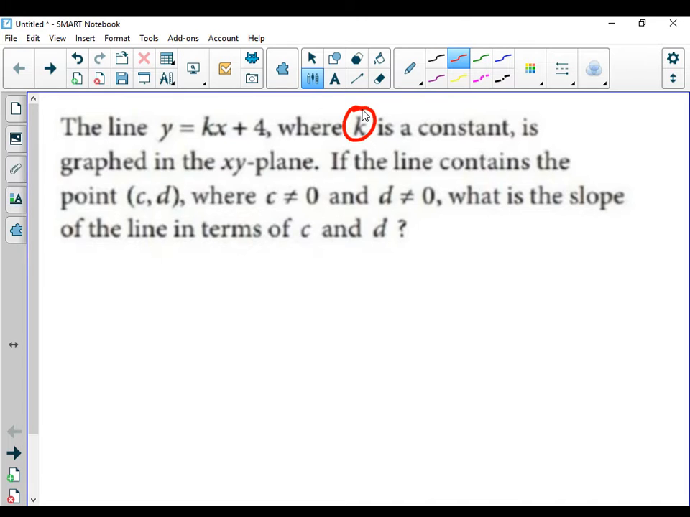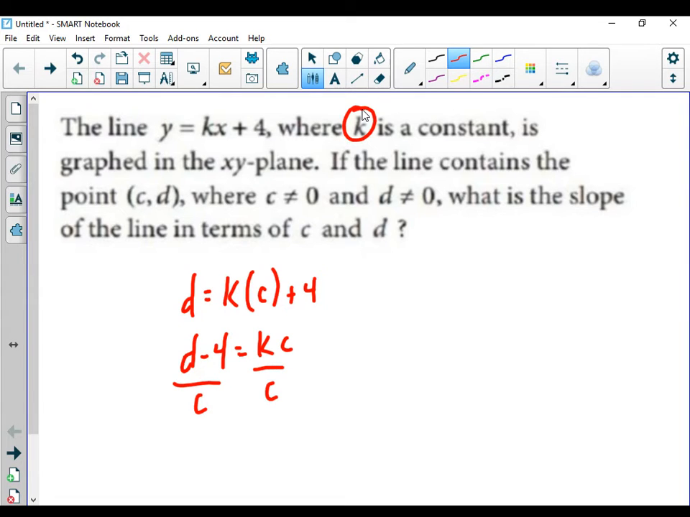The key to this was the fact they said the line contains the point (c, d). So instead of y, I can replace it with d. I don't know what k is. Instead of x, I could replace it with c, and then we have the plus 4. So really I have this equation where I'm going to try to solve for k. So if I subtract the 4 and I divide by c, that means our k value, or the slope, is (d minus 4) over c.